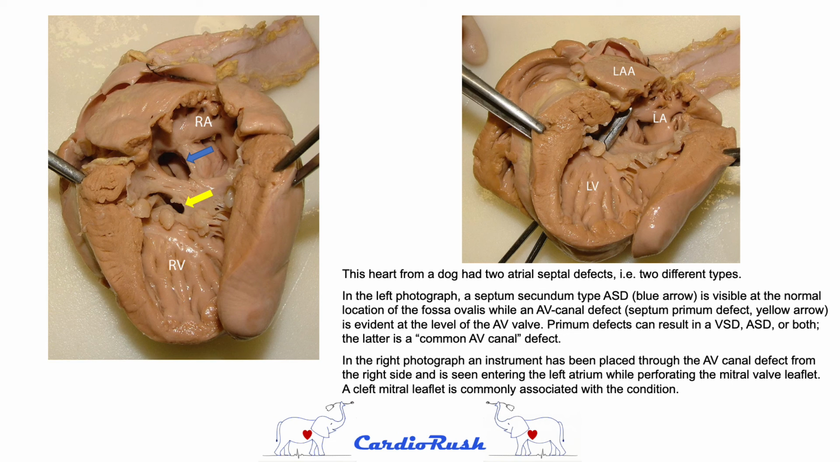In some animals, this defect can affect the atrium and also cause a high ventricular septal defect and cause an abnormal formation of the mitral or tricuspid valve. And when all of these are present, it can be called a common AV canal defect. The picture on the right has an instrument that's been placed through the AV canal defect on the right side of the heart and is seen entering the left atrium close to the mitral valve.